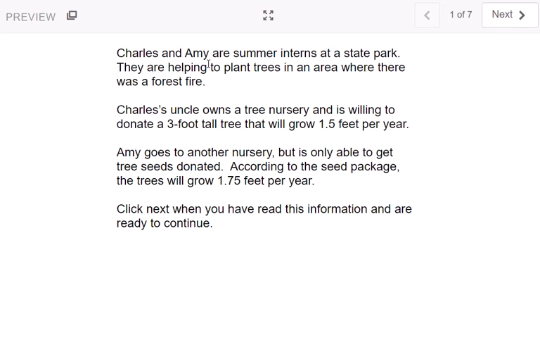So I'm just going to read this introduction. I won't read all the other screens, but I wanted to make sure we at least understand the situation. Charles and Amy are summer interns at a state park. They're helping to plant trees in an area where there was a forest fire. Charles' uncle owns a tree nursery and is willing to donate a 3-foot tall tree that will grow 1.5 feet per year. Amy goes to another nursery but is only able to get tree seeds donated. According to the seed package, the trees will grow 1.75 feet per year. Click when you're ready to move on. So let's go to the next screen. These are important details, and you can move back to them if you need to review those details.